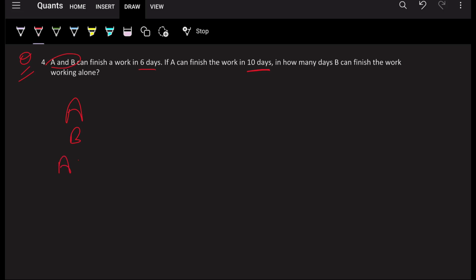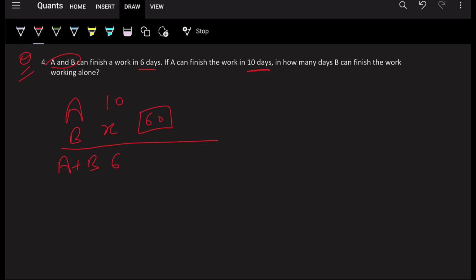A, B, A plus B. Okay, so here days for A it is 10, B let us assume it is X. Okay, and for A plus B it is 6 days. Okay, and efficiency we are not given. Okay, no problem. So for work, we will take the LCM of 10 and 6, which will be 60. So 60 is the total work.